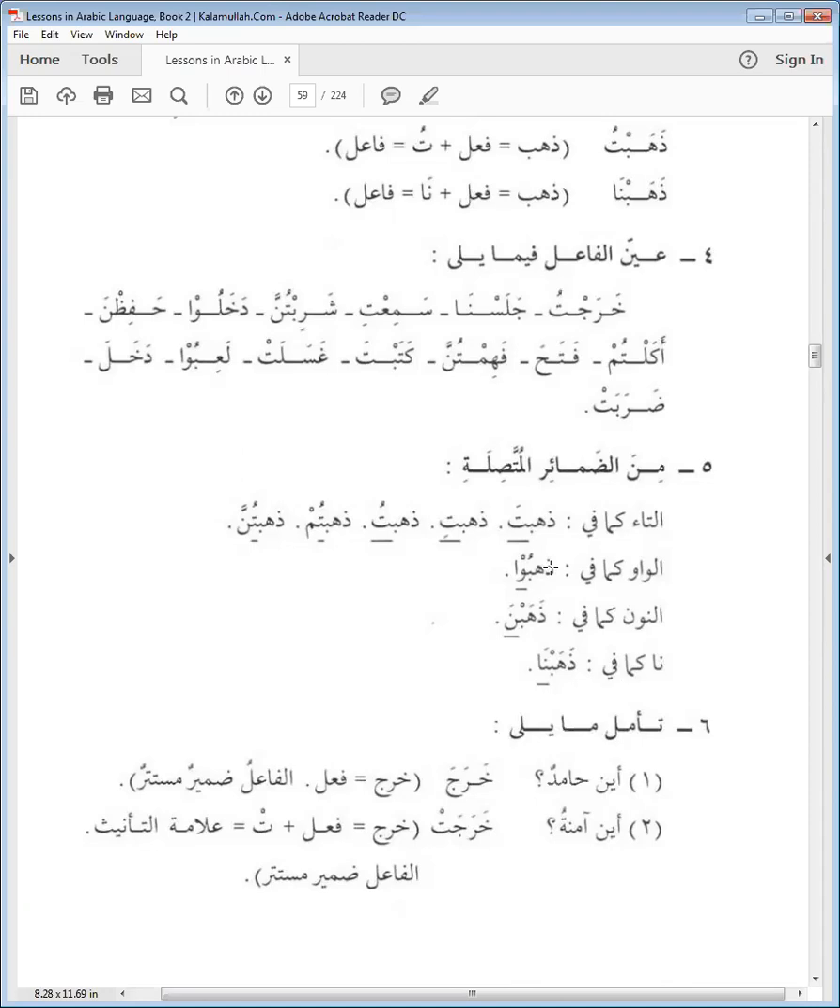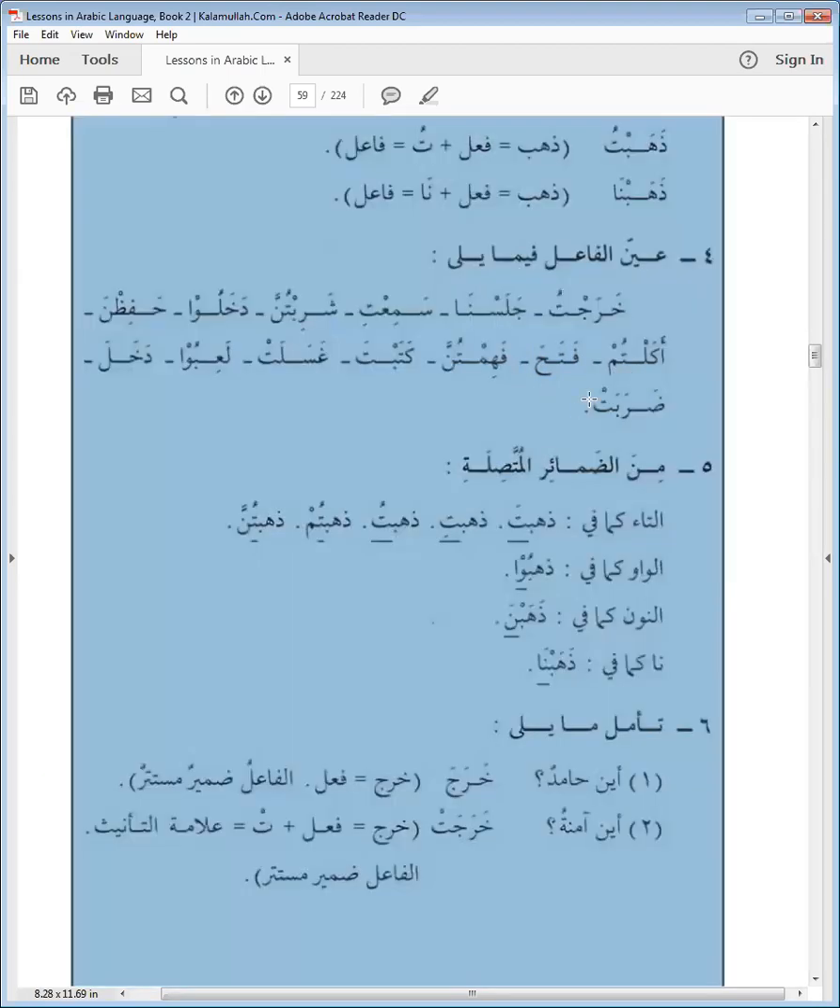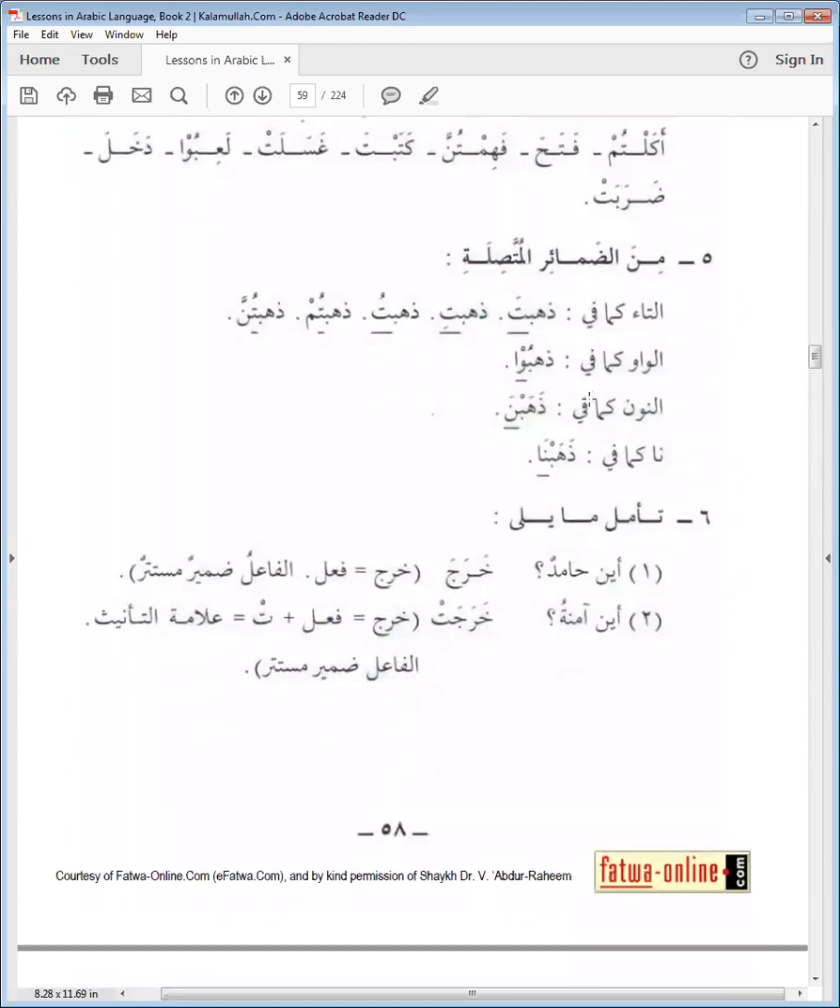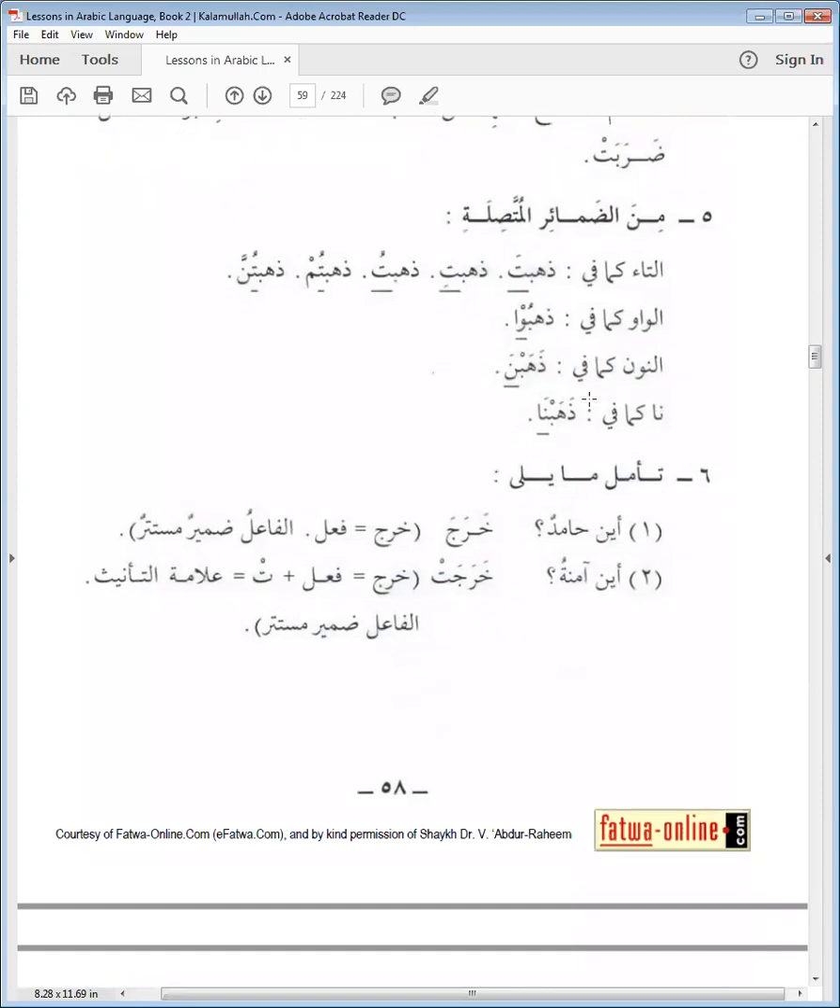Any questions on that? So in this case, it is the damir mustatir or the hidden pronoun, right? And we know in this case it is masculine. If it was fatahat with a ta and a sukun at the end, we know it would be feminine, because the ta with the sukun would be the sign of it being feminine, right? Alamatu ta'nith, or the feminine sign. Good. Any questions on that again?